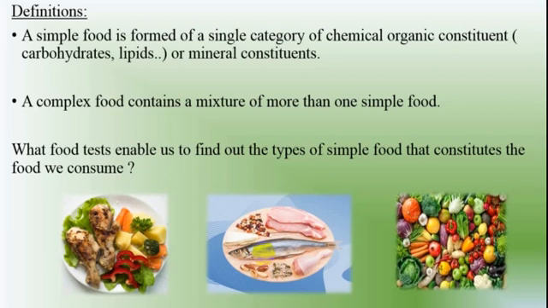Here come the definitions. Please copy them in your copybooks in order to memorize them. A simple food is formed of a single category of chemical organic constituent, carbohydrates, lipids, proteins, or a mineral constituent. A complex food contains a mixture of more than one simple food.